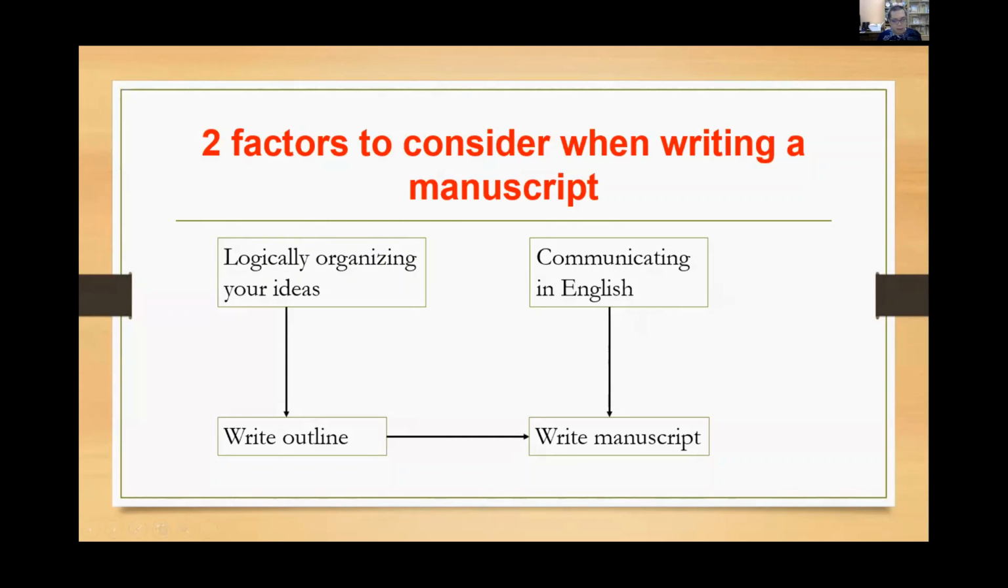So English is one thing, which, if it is not your first language, as I mentioned before, you should find a helper to review your English. But one thing you can definitely do is logically organize your ideas. It's good that before you write your journal paper, you write an outline about your work, what you're trying to present.